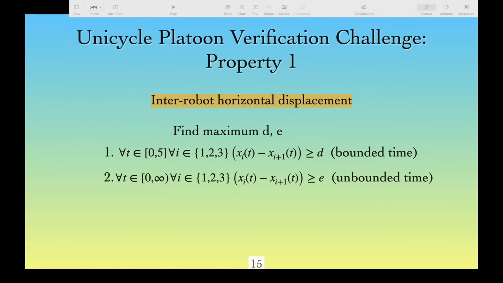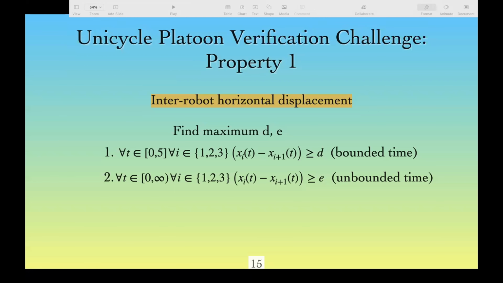So the first property to verify would be to find the maximum lower bound, the maximum value of D and E, which are lower bounds for the inter-vehicle distance between the vehicles. For safety of the dynamics, we would want the inter-vehicle distance between the robots not to exceed a particular threshold. So finding this bound D will allow us to verify whether the threshold is satisfied or not.